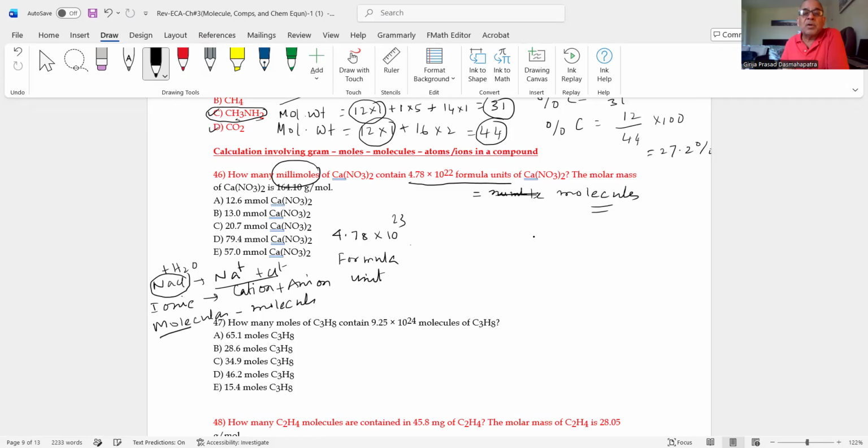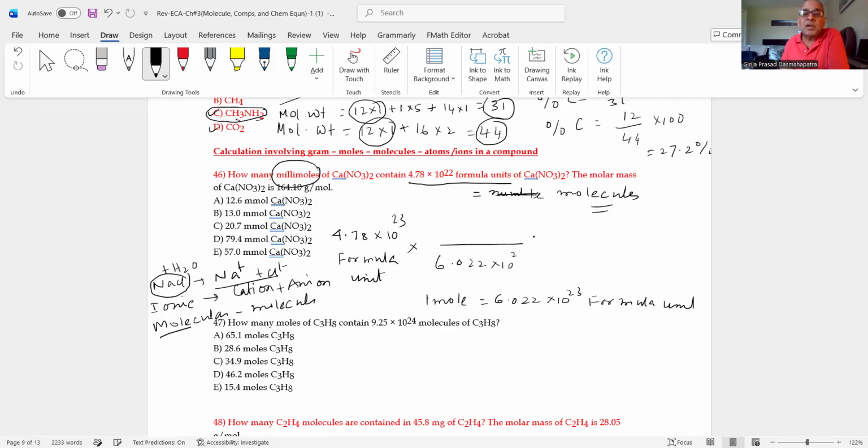How do you convert into moles? So 1 mole is equal to Avogadro's number, am I correct? 6.022 times 10 to the power 23 formula units, because formula unit and molecule are the same. So first you are trying to convert formula units, you have to cancel. So it will be on the bottom.